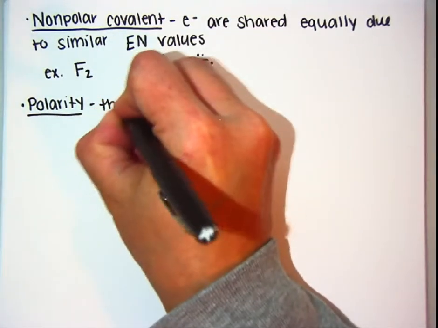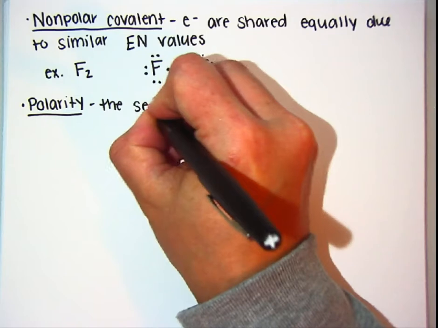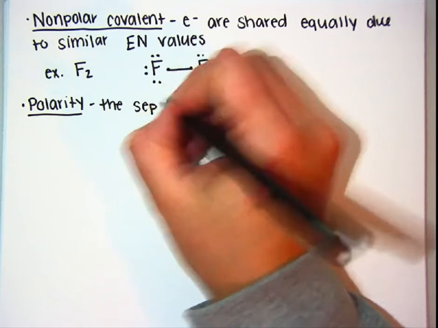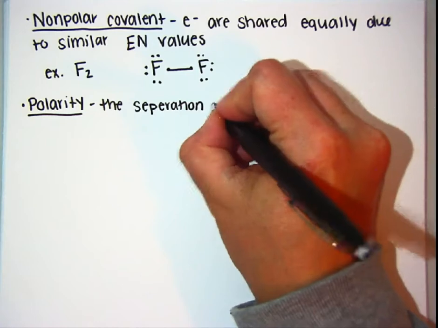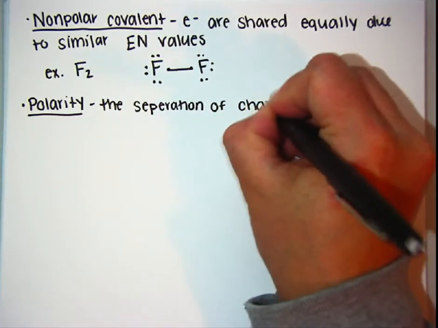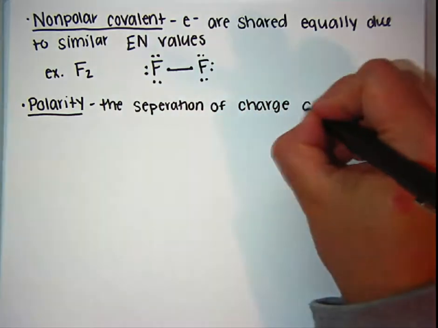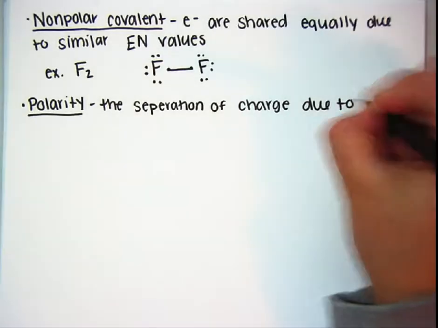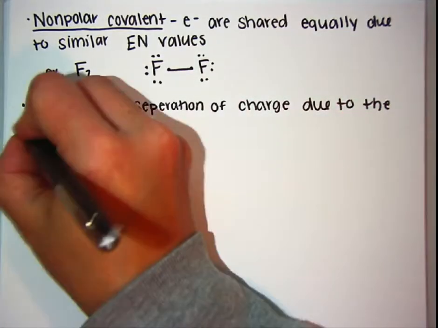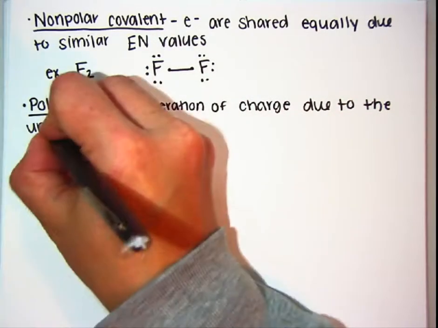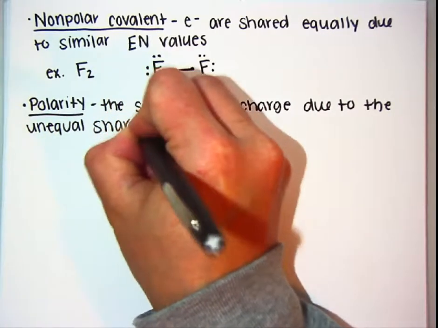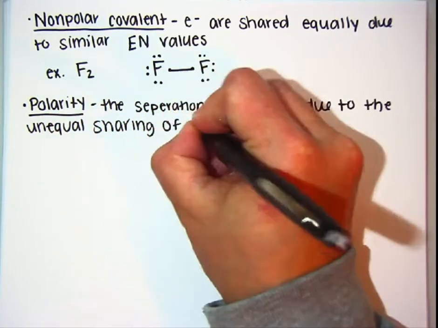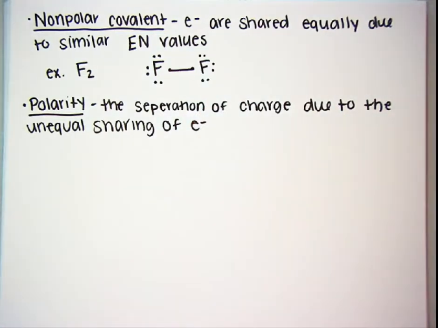Polarity is the separation of charge due to the unequal sharing of electrons. Separation of charge due to the unequal sharing of electrons.